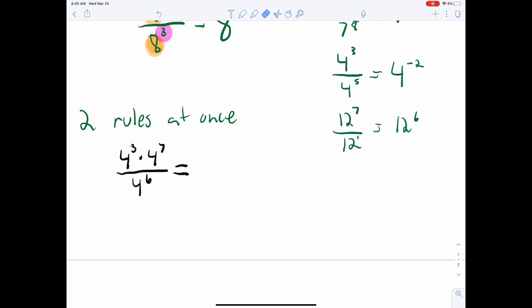Now it is there. So when we rewrite 4 to the 10th for the top, we're still going to keep it over 4 to the 6th. Then you use your quotient rule and subtract, so you get 4 to the 4th.